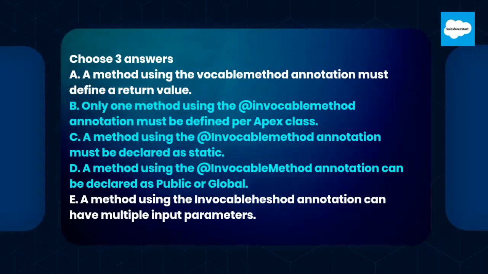The answer is option B. Only one method using the @InvocableMethod annotation must be defined per Apex class. C. A method using the @InvocableMethod annotation must be declared as static. D. A method using the @InvocableMethod annotation can be declared as public or global.